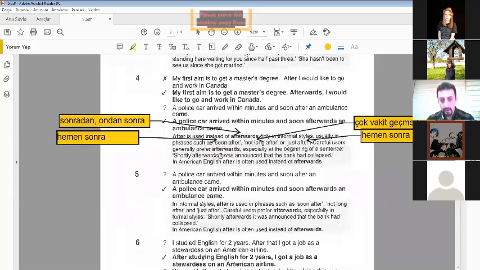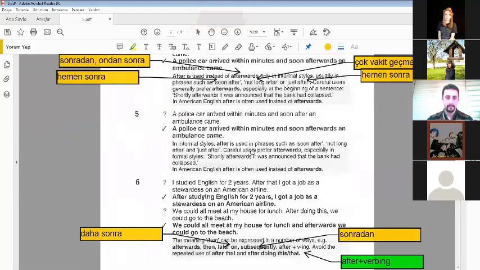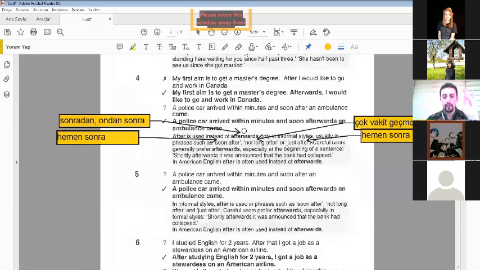Shortly afterwards, it was announced that the bank had collapsed. In American English, after is often used instead of afterwards. In American English, you can say after, it's okay. But in British English, they like to use afterwards more than after. They all have nearly the same meanings, but their uses are different. So remember these 4 words: afterwards, soon after, not long after, and just after.